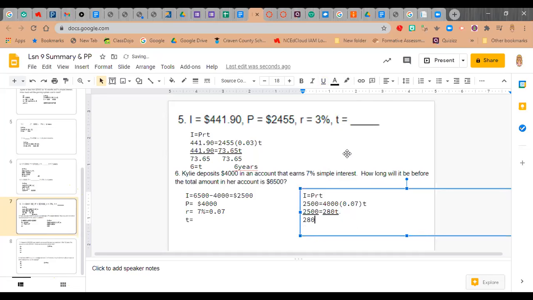250. Why 250? What's attached to the T? Jordan, what's attached to the T? 2,500. No, it's not. What's next to the T? The 280 is. So that's what we're going to divide both sides by because we want 1 T. All right. What is 2,500 divided by 280? 8.9. 8.92, and then lots of other numbers.